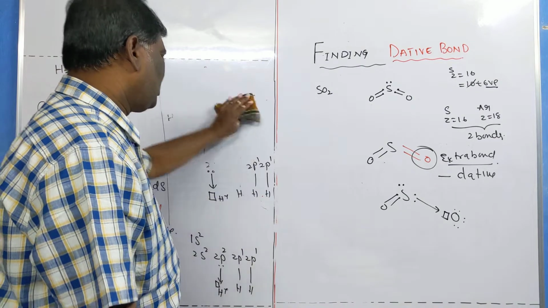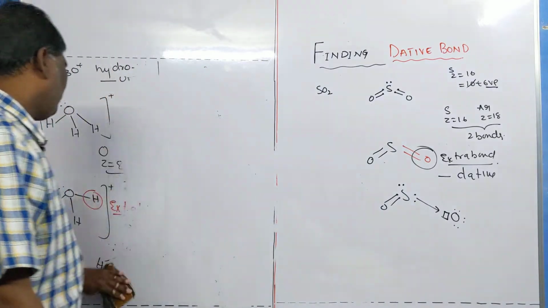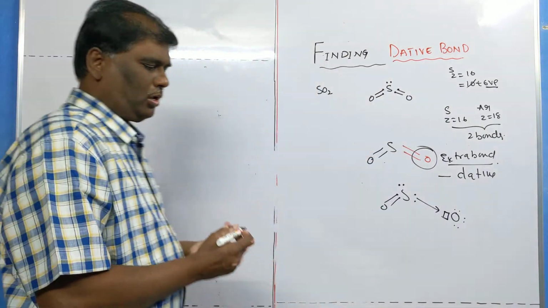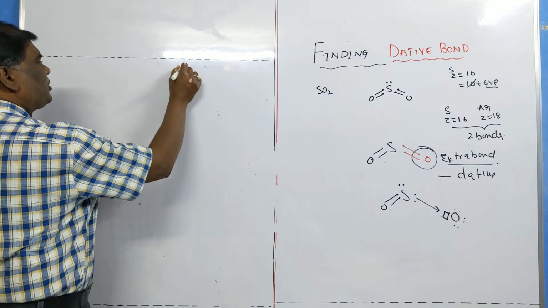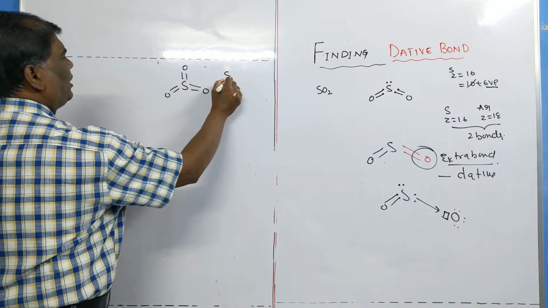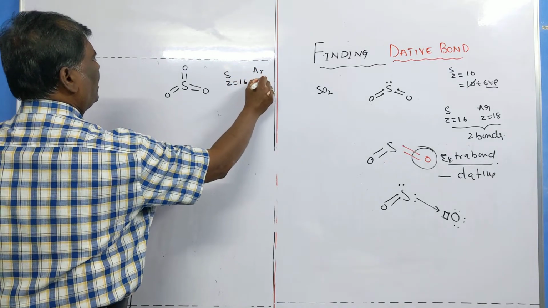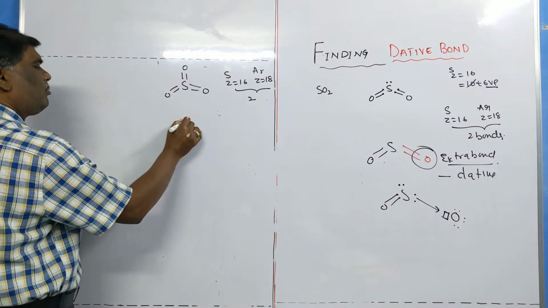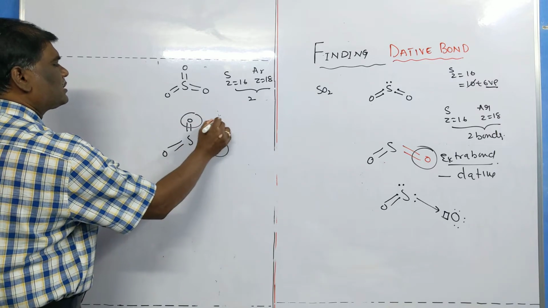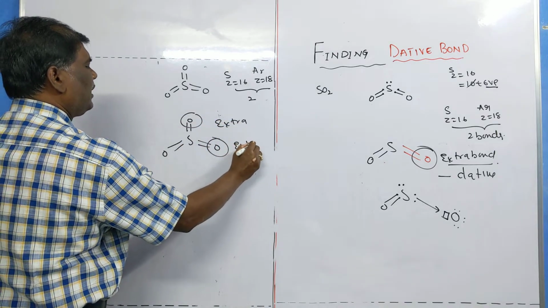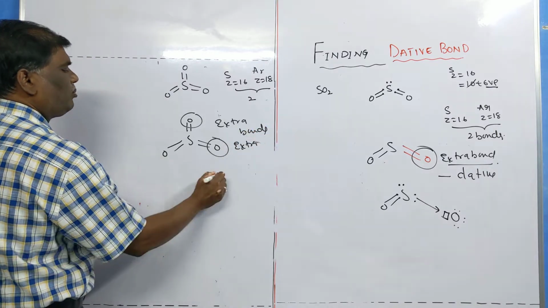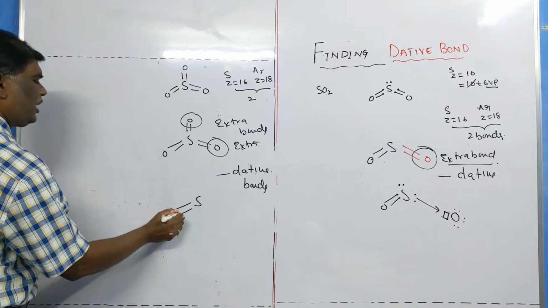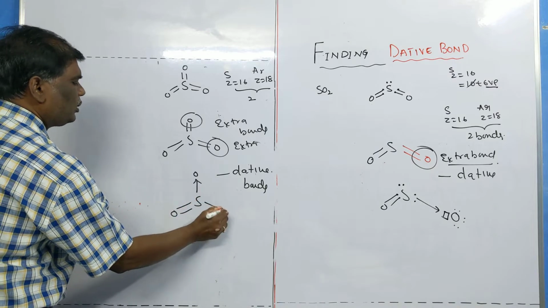Now I go for the SO3 molecule. Similarly, we can find the dative bond in this one. The SO3 molecule's rough geometry is like this. You know sulfur's atomic number is 16. The nearest is argon, 18. The difference is 2. So it has to make 2 bonds only. The rest of the bonds are extra bonds, which represent dative bonds. So clearly, how many dative bonds does SO3 have? There are 2 dative bonds.